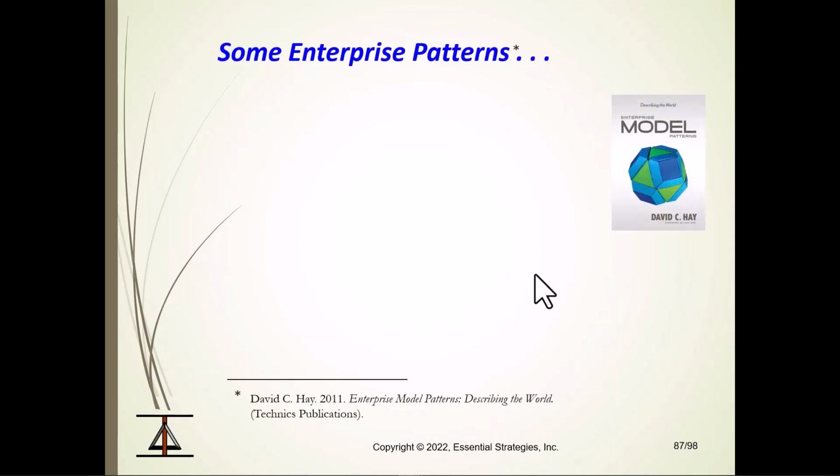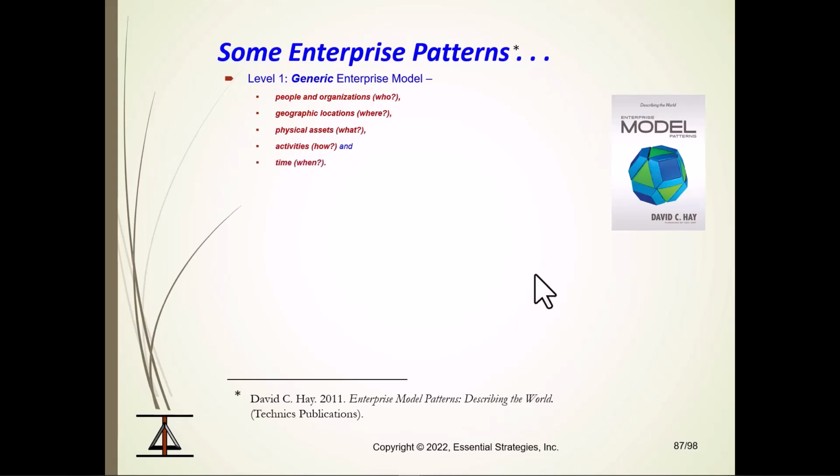Some enterprise patterns. One of the things I discovered when writing my first book was that you had to choose how abstract you made the model. If they weren't abstract enough, the models were not generally applicable. If they were too abstract, nobody could understand them. So I said, I'm going to address multiple levels of abstraction. The first level is the generic model, which is similar to my first book. The categories are who, people and organizations; where, geographic locations; what, physical assets, products and components; activities, how; and time, when. Well, the first four had a similar structure that called for a template, a level 0 template.